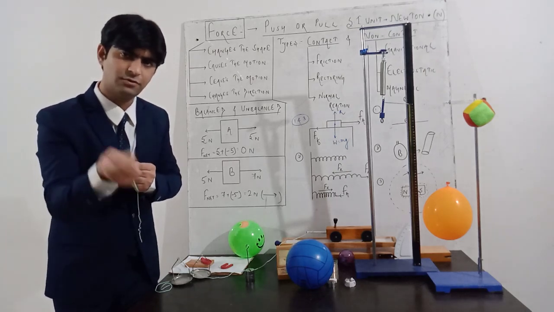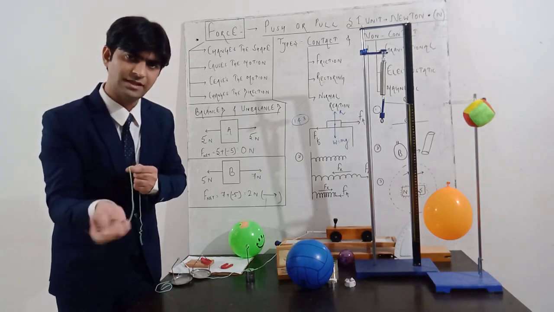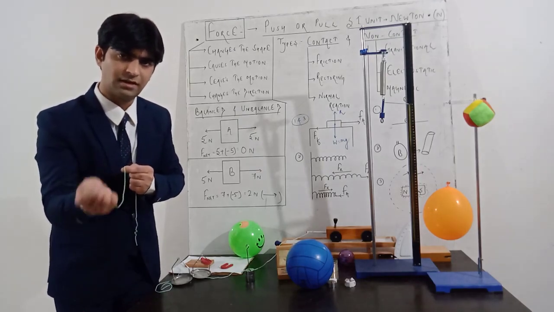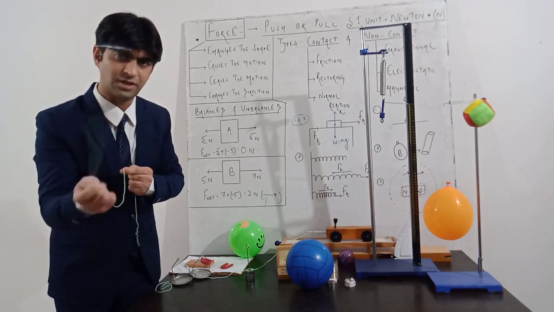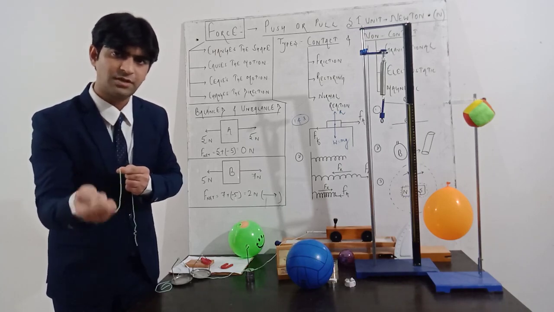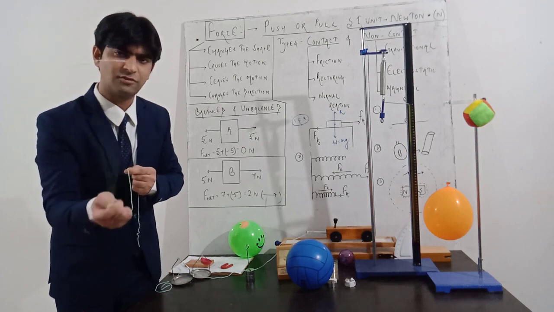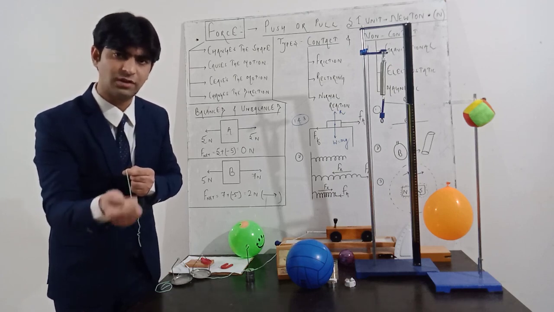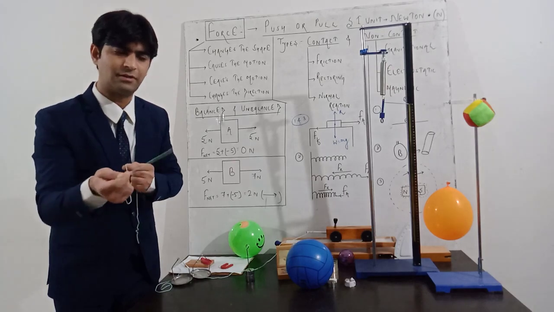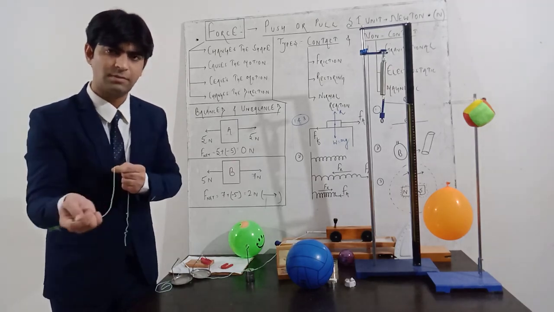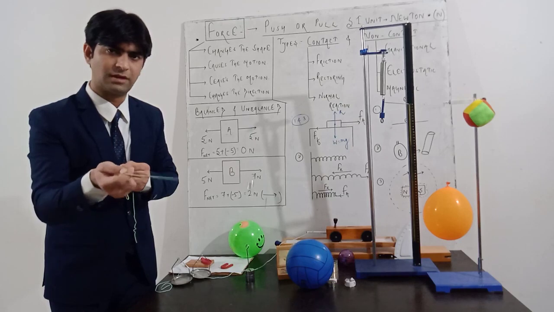I am just applying a force on this bob, and you can see this bob is moving in uniform circular motion on a circular path. On a circular path, if you draw a tangent at any point, that tangent gives the direction of motion, the direction of velocity of a body at that particular point. And if I stop applying force, this pendulum bob will come to rest.